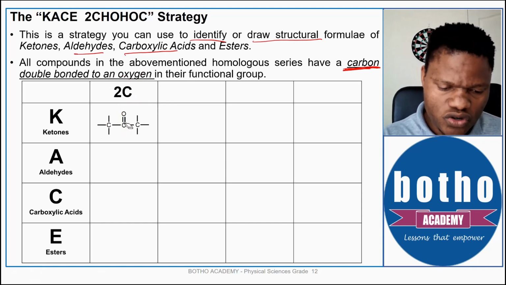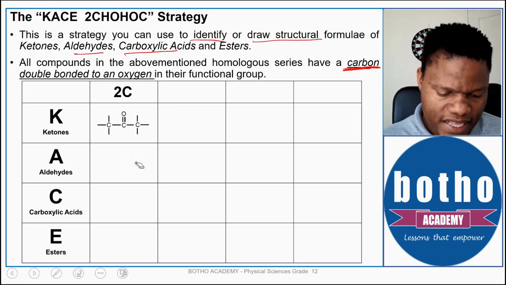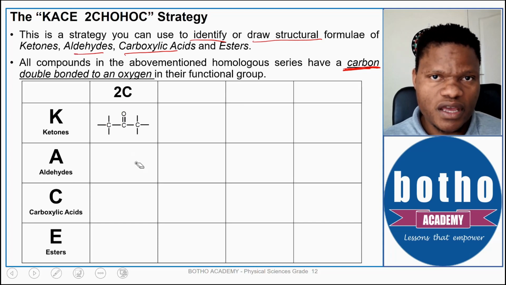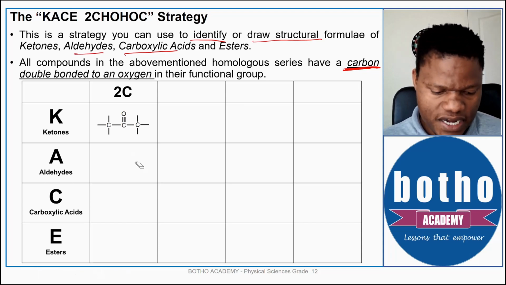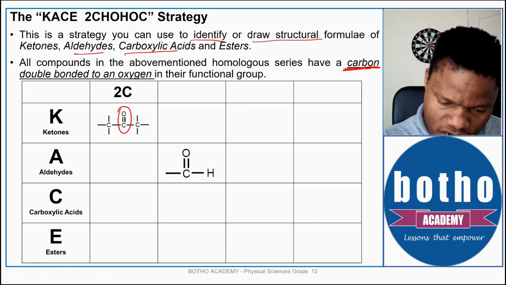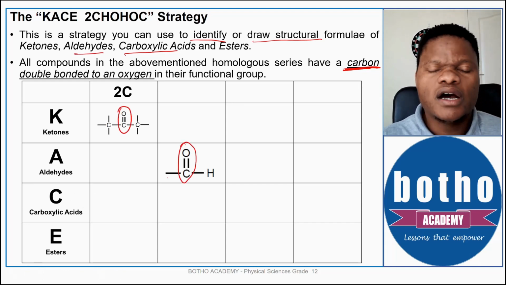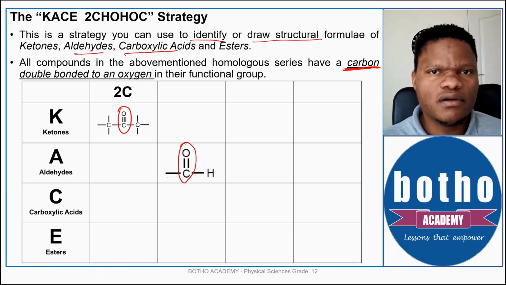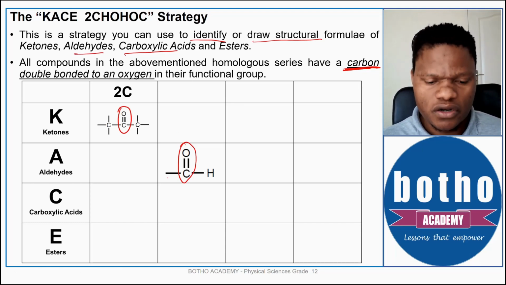This should be able to assist you, right? Then we move to aldehydes. Again, we are going to start with the functional group of aldehydes. The functional group of aldehydes looks like this. Look what is common again. There is our group of atoms which is common in all 4 of them. 1 carbon double bonded to an oxygen.